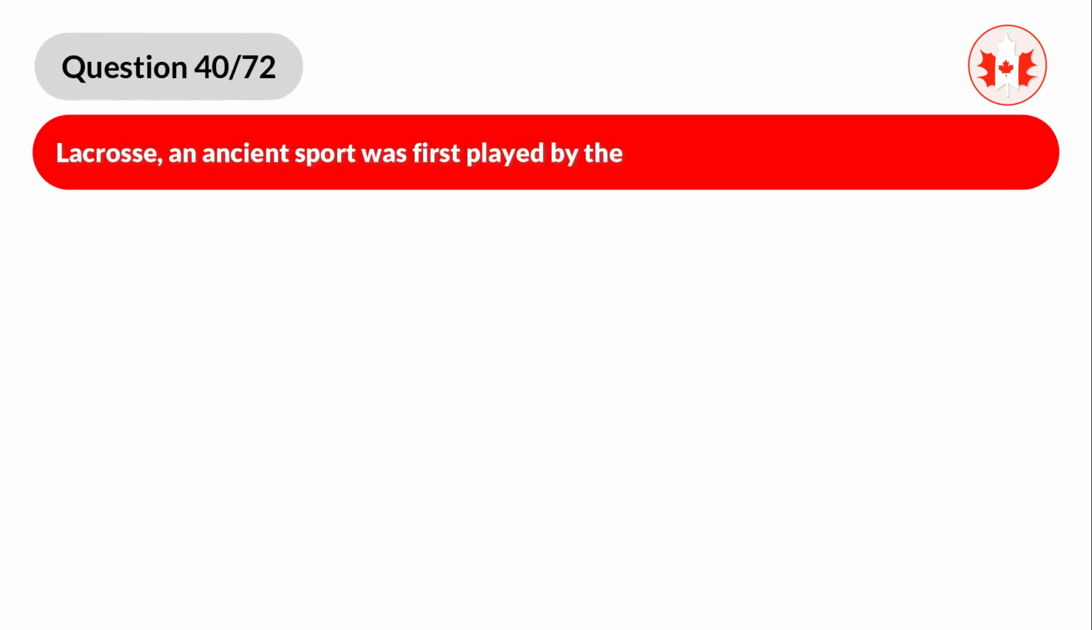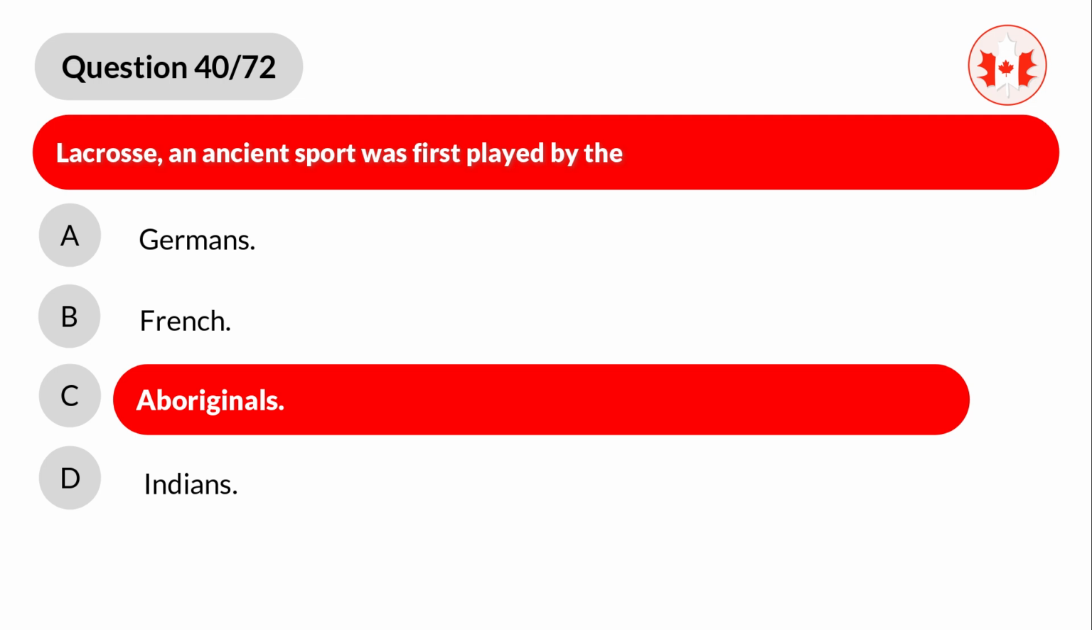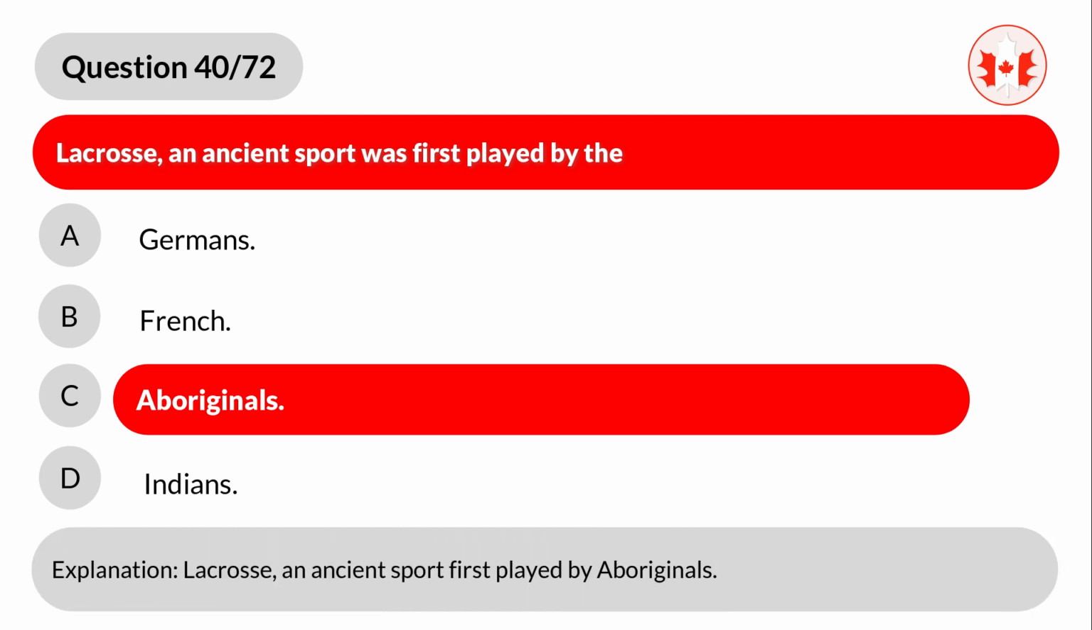Question 40. Lacrosse, an ancient sport, was first played by the A. Germans. B. French. C. Aboriginals. D. Indians. The correct answer is C. Aboriginals. Explanation: lacrosse, an ancient sport first played by Aboriginals.